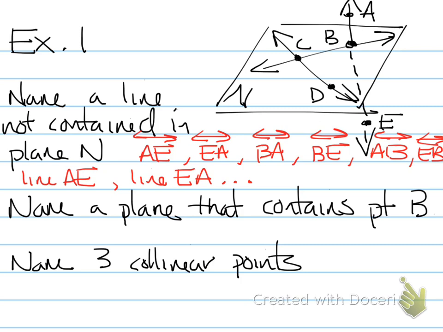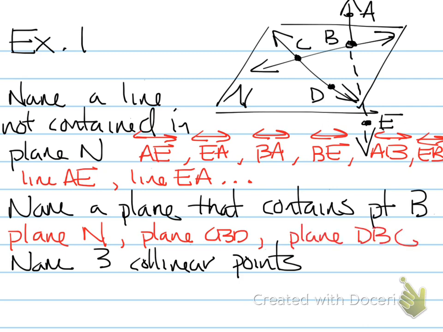Next, name a plane that contains point B. Point B is on plane N. Again, I can use any of the 3 non-collinear points on that plane to name it. Or the simplest way to name the plane would just be plane N. And then 3 collinear points. The only named 3 collinear points in the figure would be points A, B, and E. Those are the only 3 points in the figure that are all on the same line.